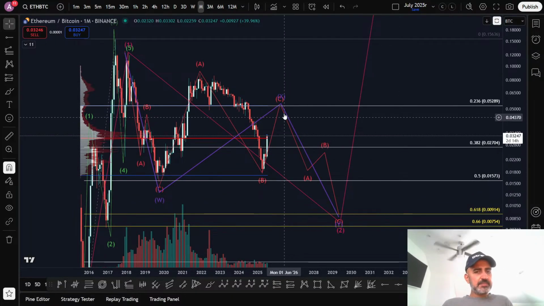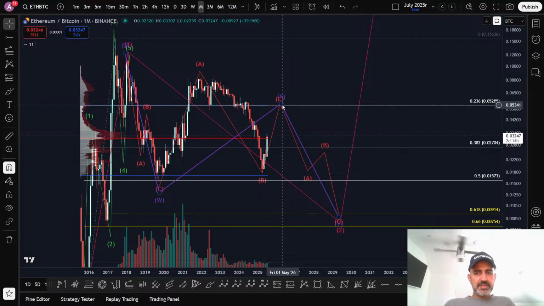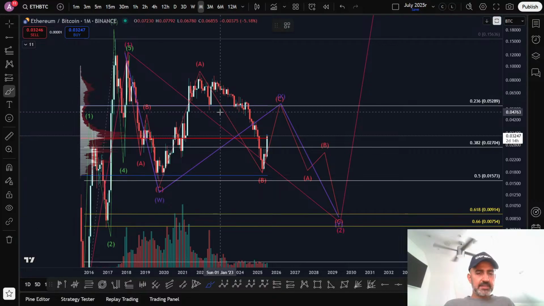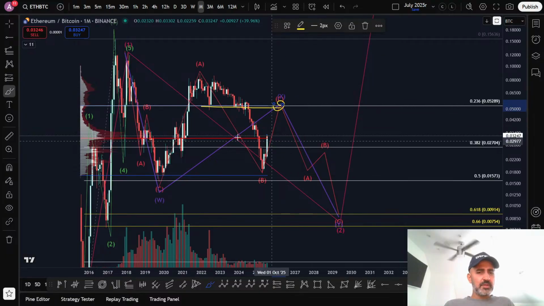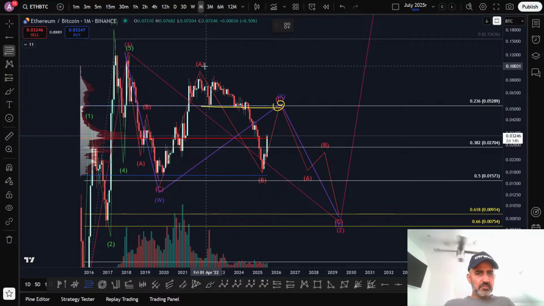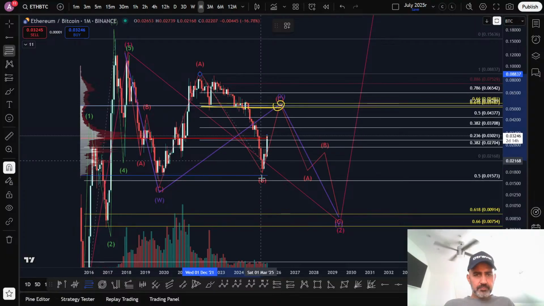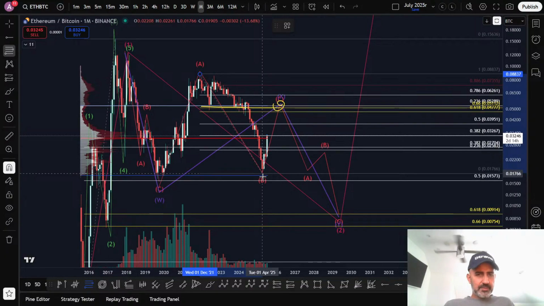So the big resistance point is exactly where I've marked it here. Do you see that? The back test of the 0.236, because you've got this clean SR flip going on here, and it's the value area high. And whatever happens, it's also the golden pocket. Yeah, we've got really strong resistance there, to be honest with you.